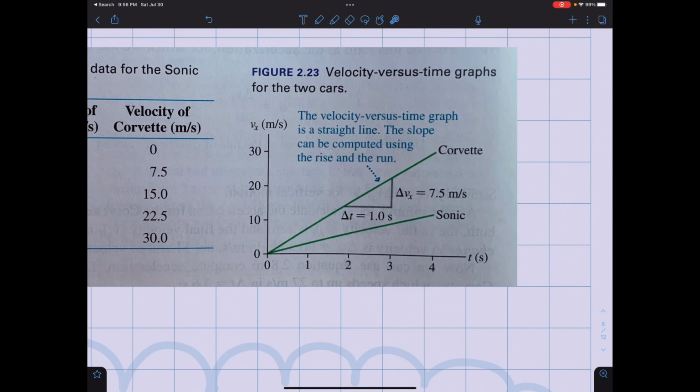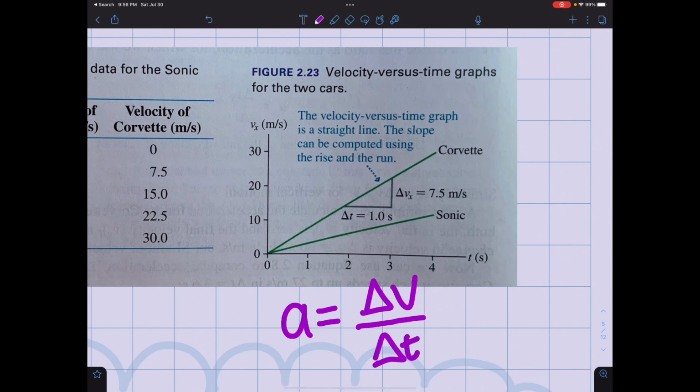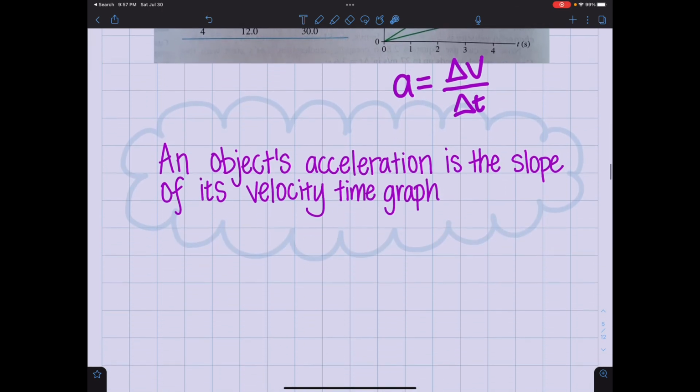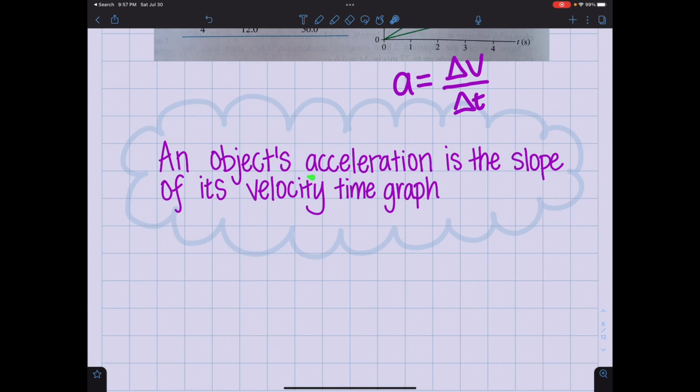Remember, acceleration is change in velocity over change in time. Change in velocity is this up and down. Change in time is this change in the x-axis. So a steeper line means more acceleration. Remember that an object's acceleration is the slope of its velocity time graph.